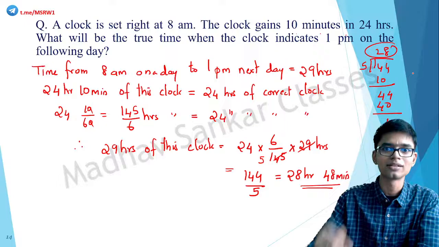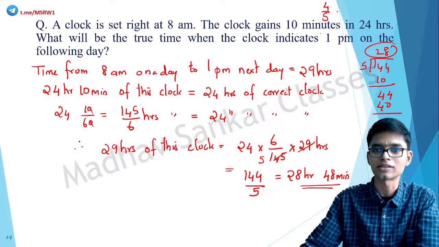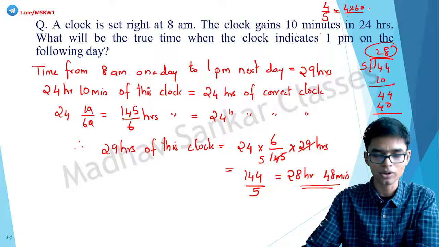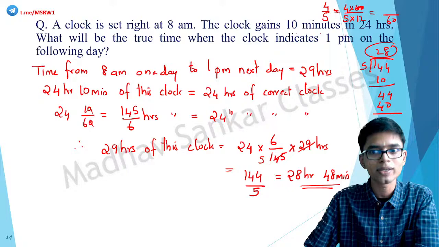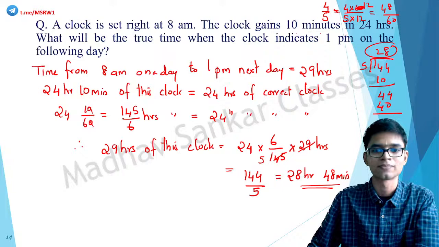Okay. I hope you know that 4 by 5 hours equals what? 4 into 60. Make the denominator 60. That's what you have to do. So 5 into what is 60? 5 into 12 is 60, correct? So you have to multiply the numerator also by the same value. So 4 into 12, 48. So 48 by 60, so 48 minutes. So 28 hours, 48 minutes, correct?